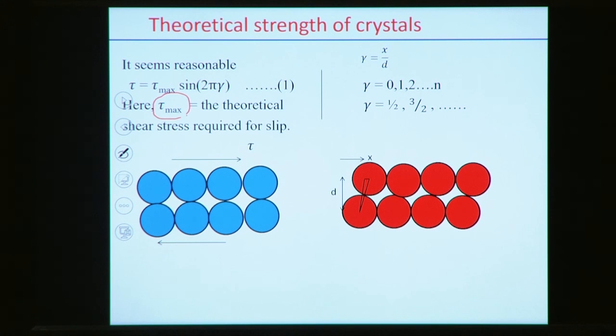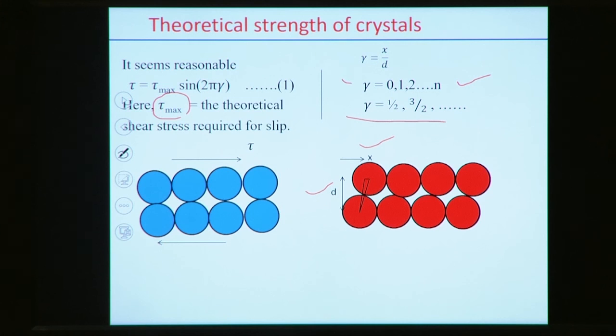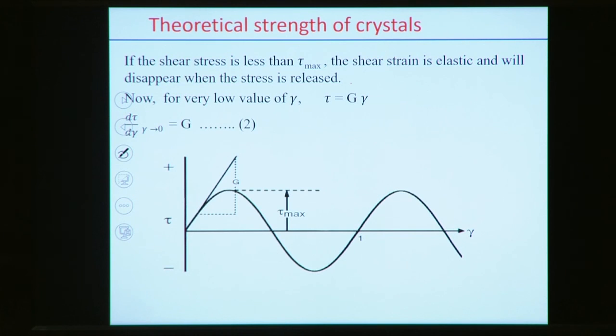And if you look, there is a shear displacement x, and the distance is d. So shear strain can be represented by x by d. So the shear strain corresponds to 0, 1, 2 up to n, and gamma corresponds to half, 3 by 2. It depends on how we define the displacement x here. So accordingly the shear strain will be like that. Now the model is like that.